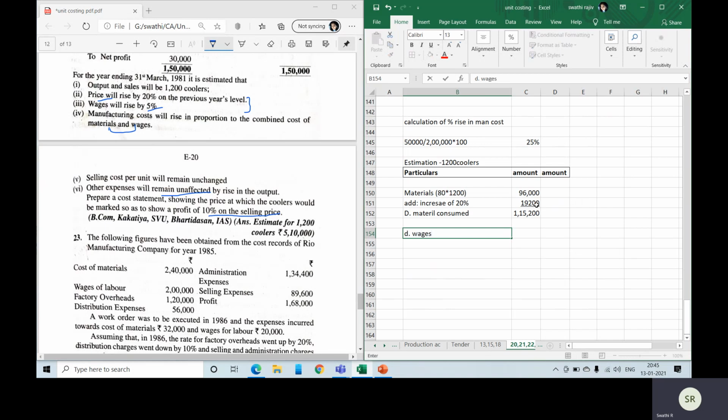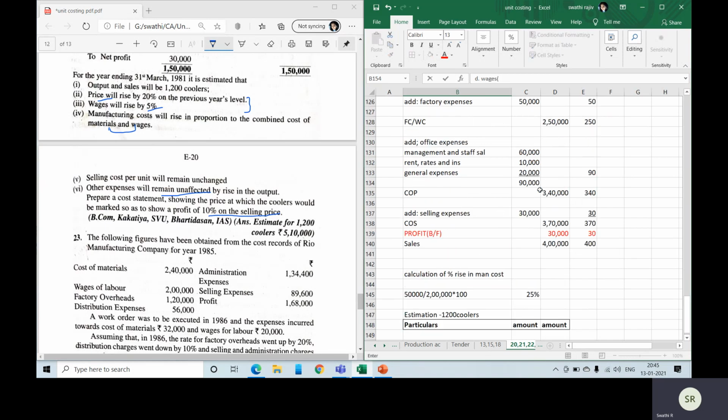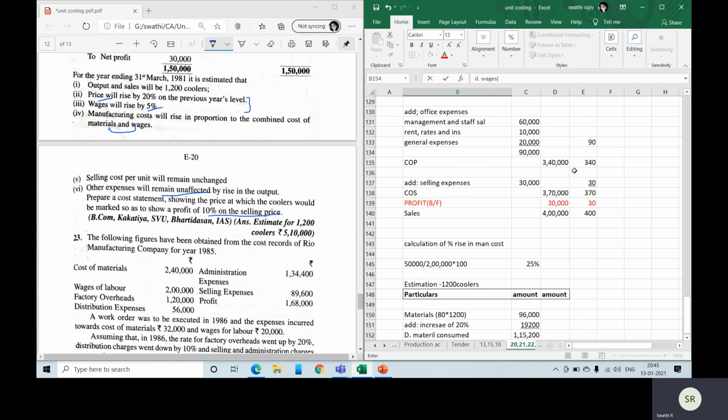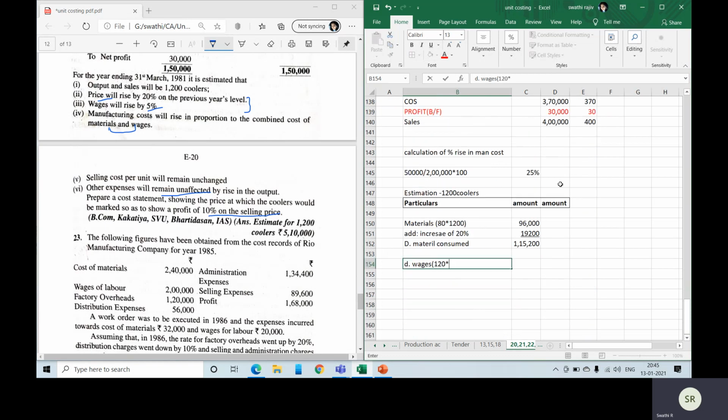Wages. How do we calculate direct wages? Our actual wages per unit is 120. So now I will have 120 into 1200 units, not 1000. It is going to be 1200 units. That is 1,44,000. And then I will add, what is the percentage increase? 5%.